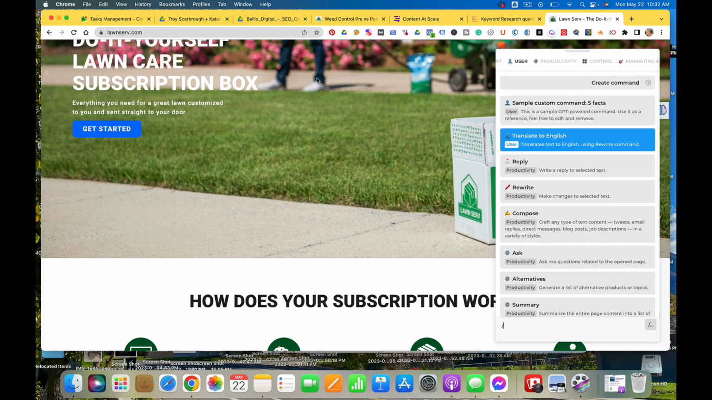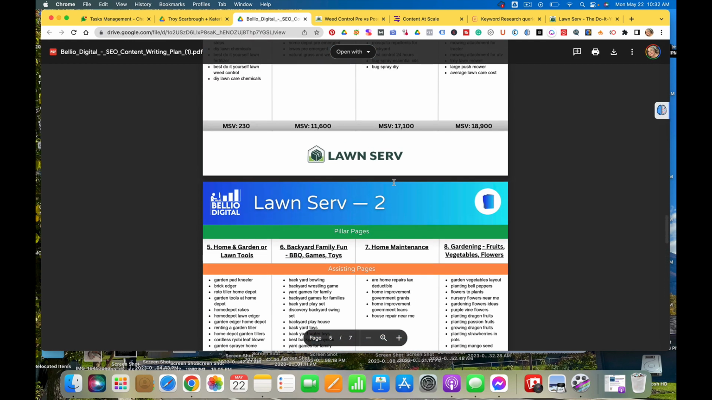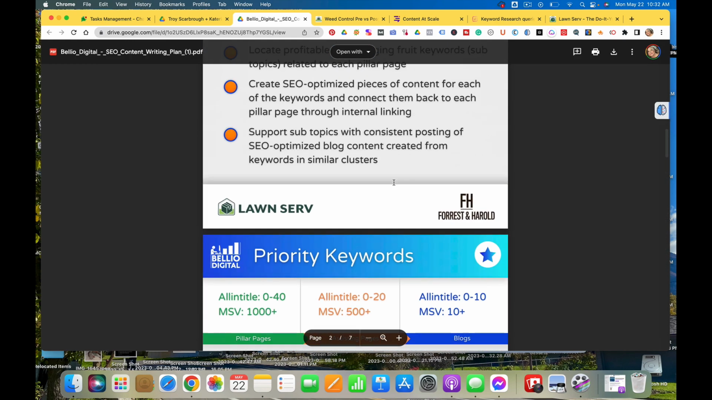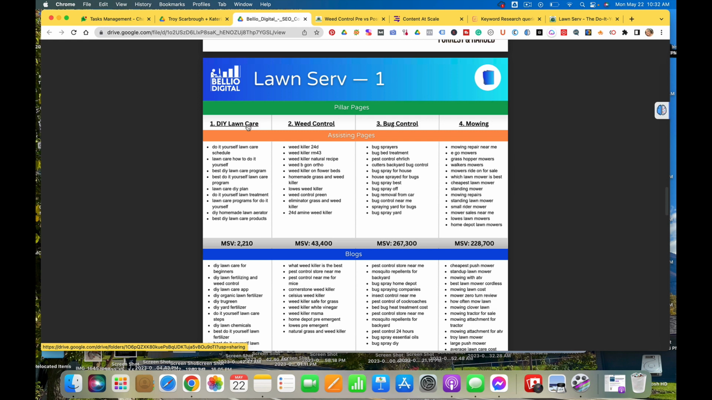Okay, so what we're going to do now is go back into his Surfer SEO. And I know for sure by looking at his information that he had this company, which they didn't do a very good job, but they had this company that gave him some ideas. So DIY lawn care is going to be the major keyword. Okay, so DIY lawn care should be the title of his blog. It should be the main focus. So that would be the top of the silo.